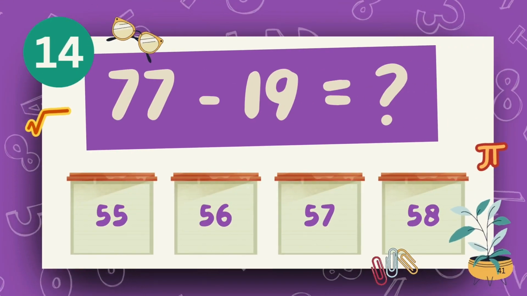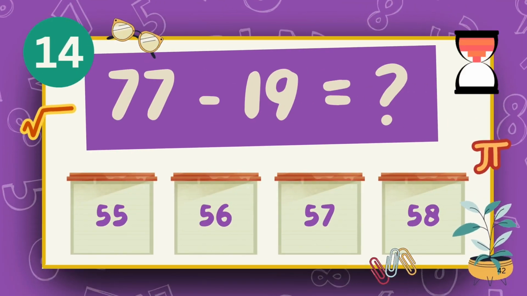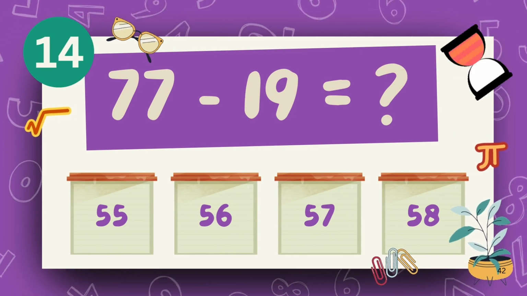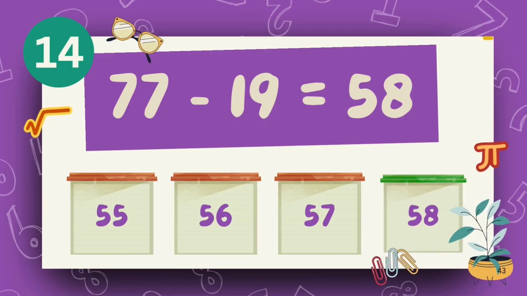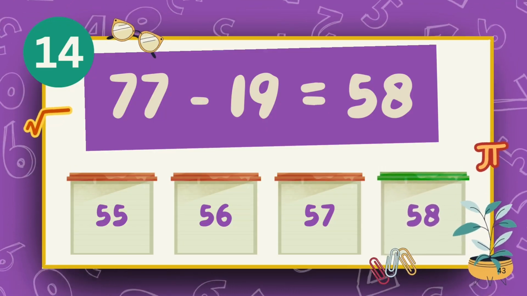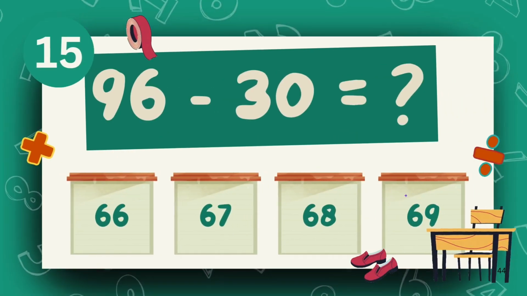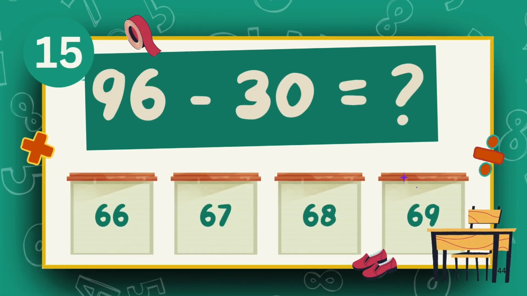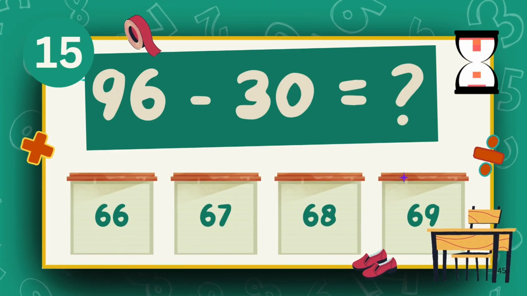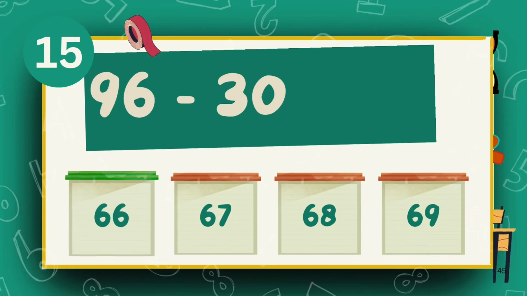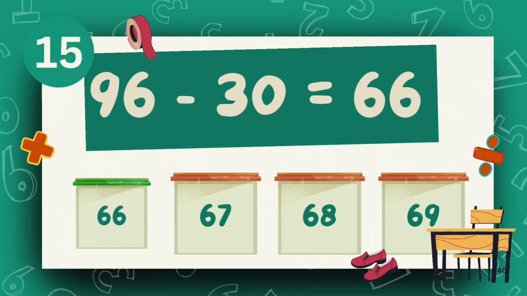What is 77 minus 19? The answer is 58. What is 96 minus 30? The answer is 66.